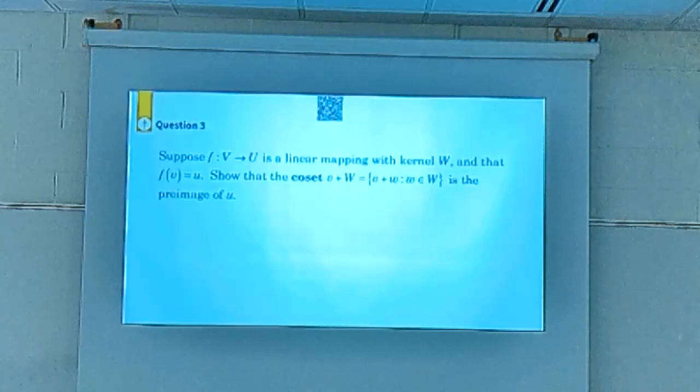All right, so we're given a linear mapping from V into U, and the kernel we're just going to call W. F of v equals u. The coset is v plus W, defined to be the set of all v plus little w, where little w is in your kernel. I want to show that that is the pre-image of u.